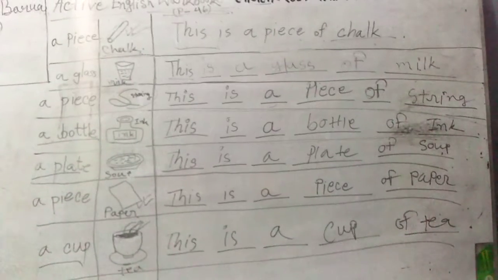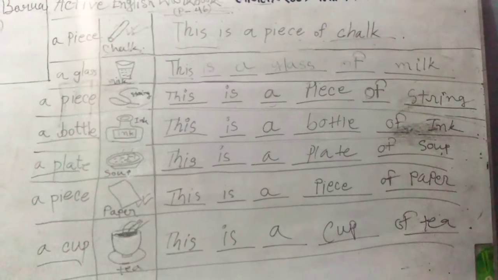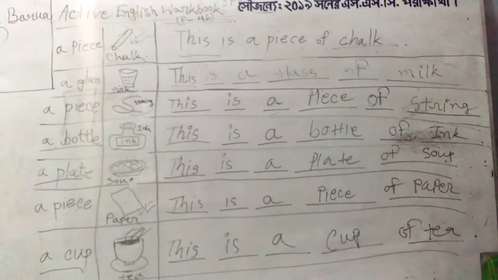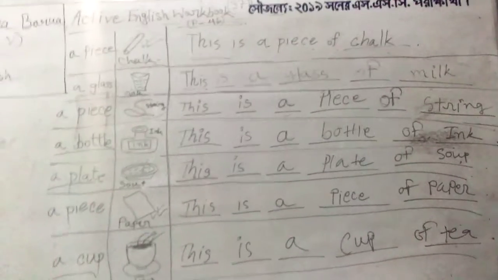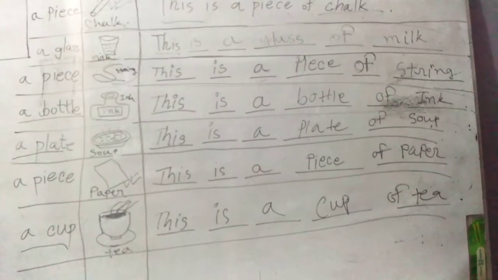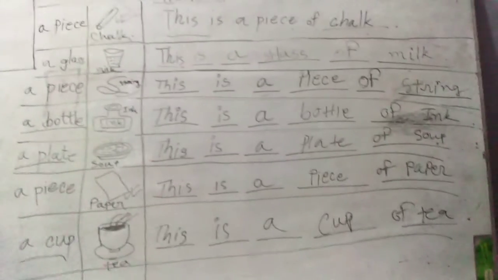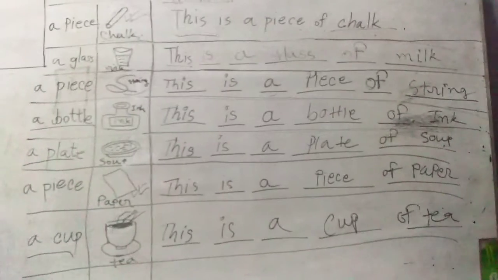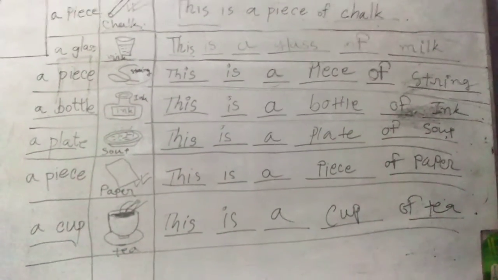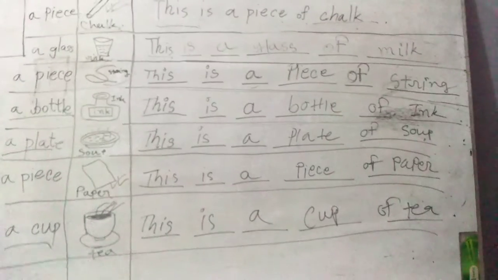A piece, then just beside that it's a string, so we have to write, this is a piece of string. Then a bottle, and just beside it, it's a bottle of ink, so we write, this is a bottle of ink. A plate, it's soup, so this is a plate of soup. A piece, and just beside it it's paper, so we write, this is a piece of paper. Then a cup, a hot cup of tea. Then we have to originate the sentence in this way: this is a cup of tea.